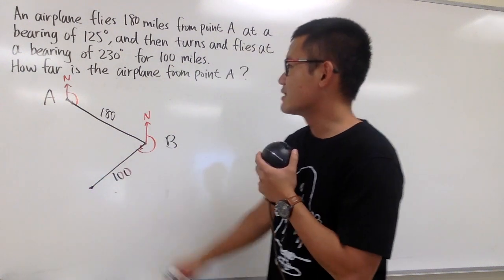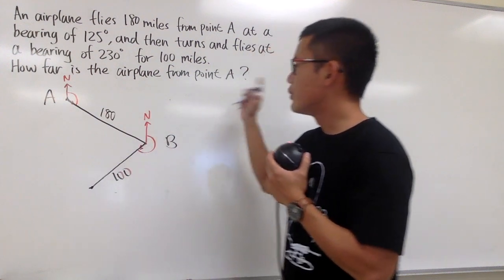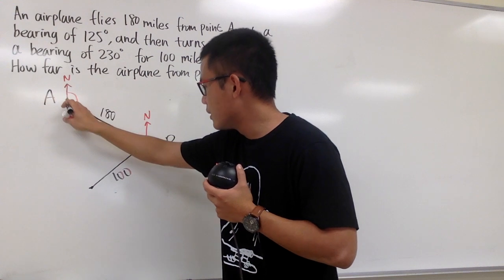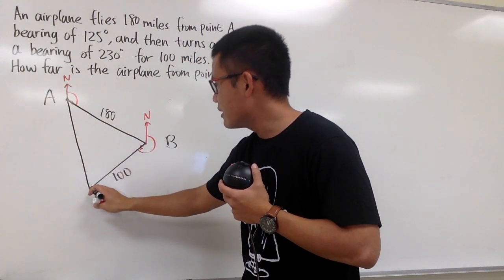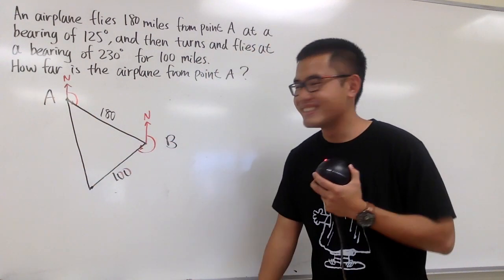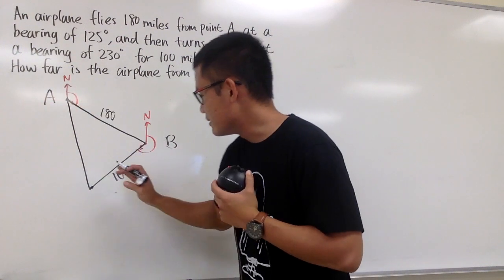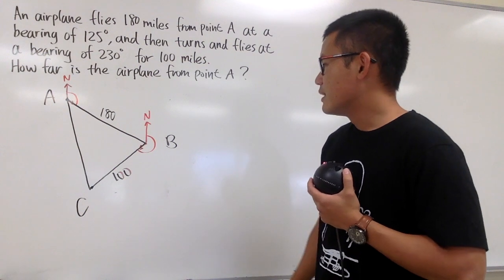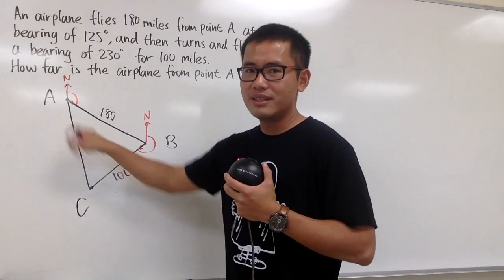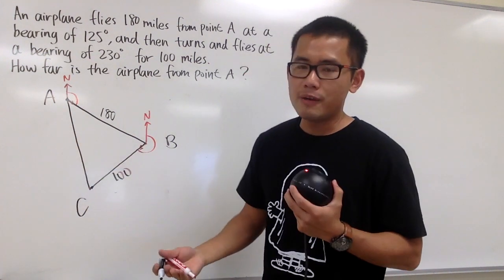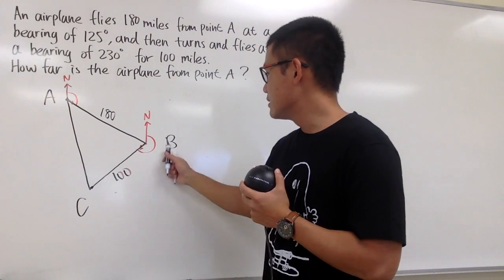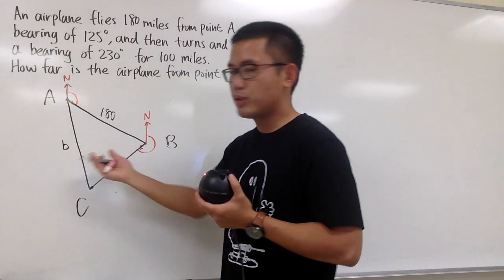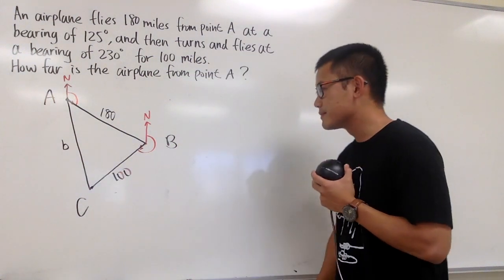And the question is asking us, how far is the airplane from here to our starting point A? So we'll just connect the dots from here to here. And here we have it. That's our triangle. And of course, A, B, and C, right? So let me just label this as C. And now, we are trying to find out what this is. And based on our usual way to label triangles, since this is B already, I will label this side as little b. And I'm trying to find out what little b is, isn't it?